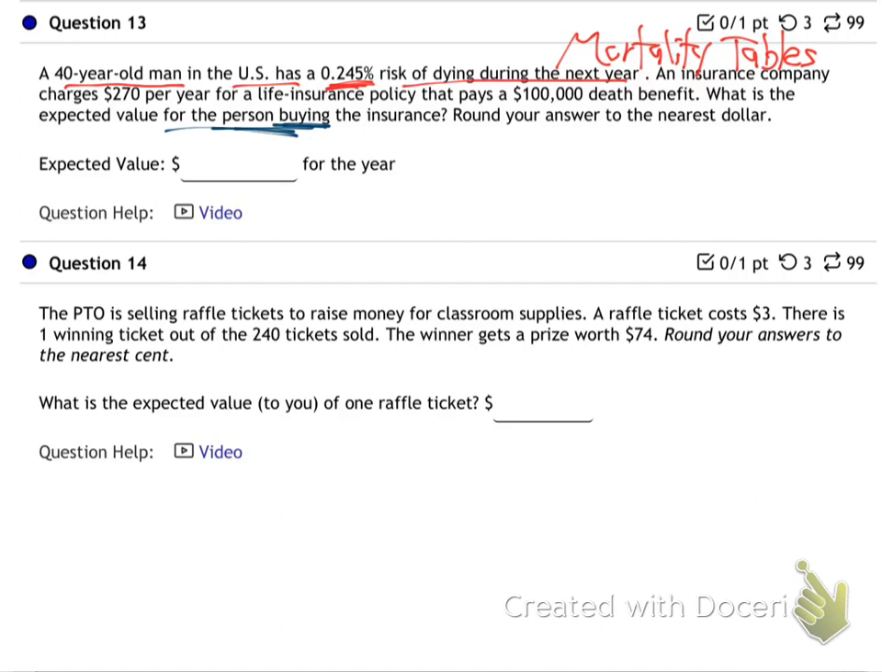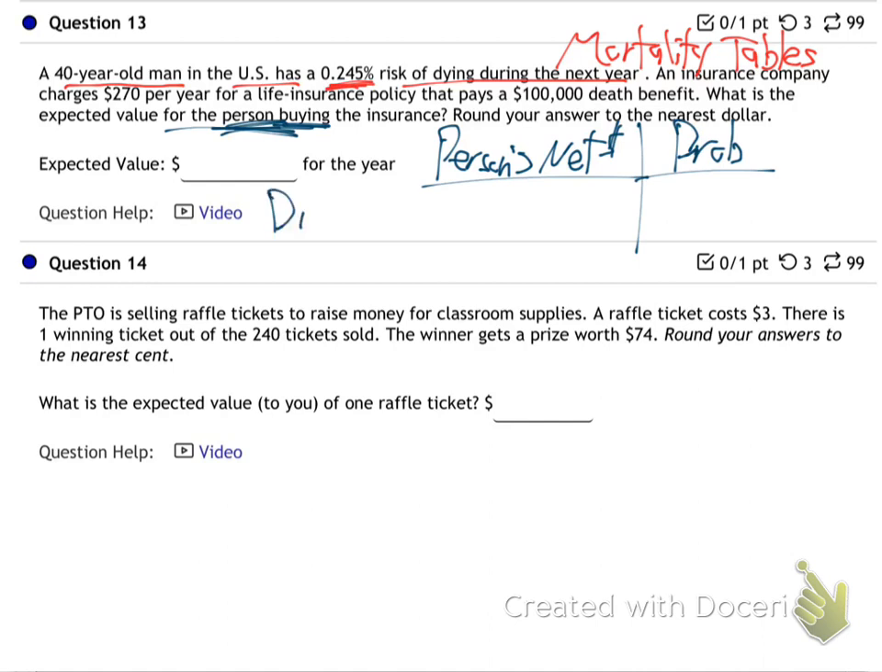Do you realize with expected value, you're either doing the company's bank account or your own bank account? It's the same answer in the end, it just switches signs. So we're doing the person's bank account. So let's do the person's net dollars and the probability. Okay, so there are two things that can happen. The person dies during the year, or the person lives through the year.